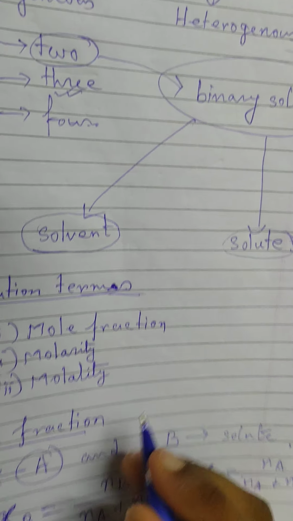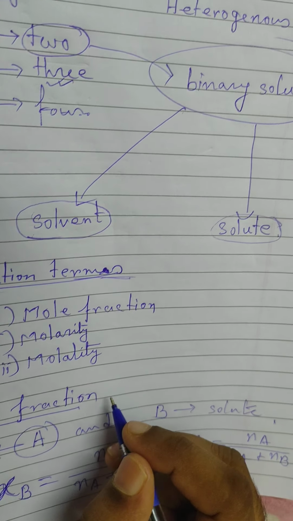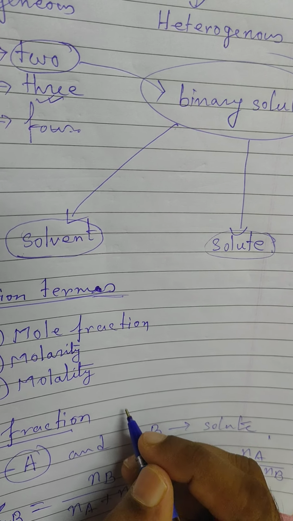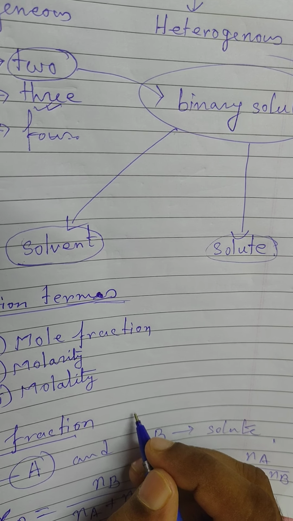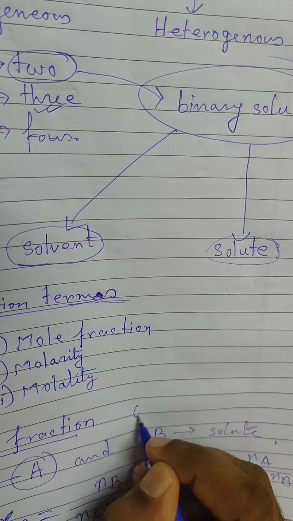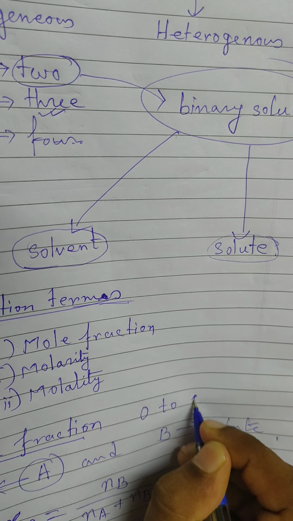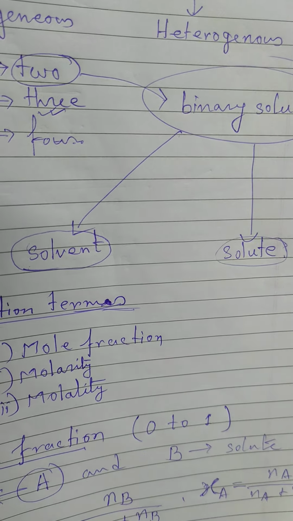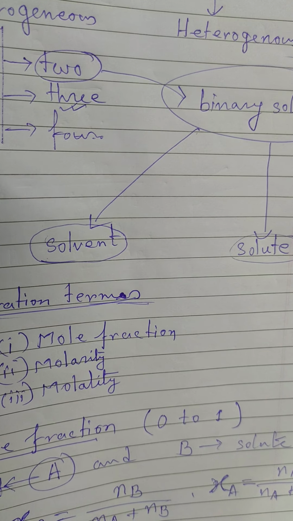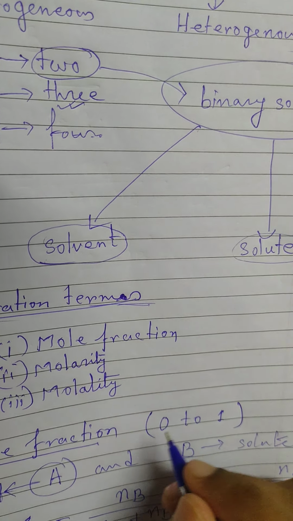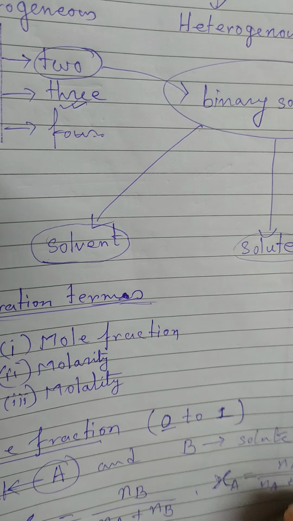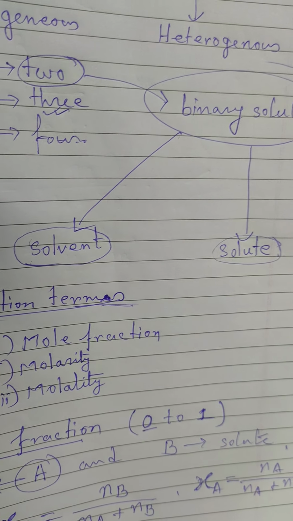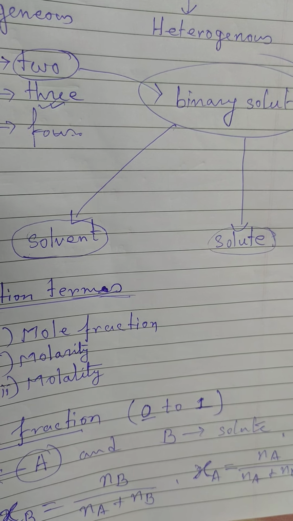Just to remember, the mole fraction of a component in a solution can vary from 0 to 1. It means the minimum value of the mole fraction of a particular component is 0, the maximum value is 1, and all the values lie between 0 and 1.